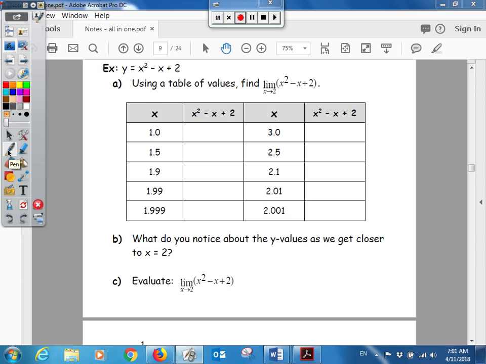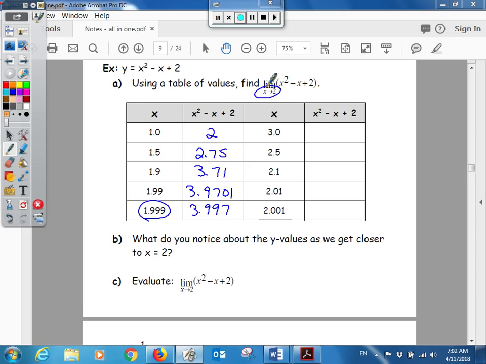In this example, y equals x squared minus x plus 2. We're using a table of values to find the limit as x approaches 2 of x squared minus x plus 2. In our table, the first number that we're going to plug in is 1, and when I plug it into the function, I get 2. If I plug in 1.5, I get 2.75. If I plug in 1.9, I get 3.71. 1.99 gives me 3.9701. 1.999 gives 3.997. Notice that my x values are getting closer and closer to 2.